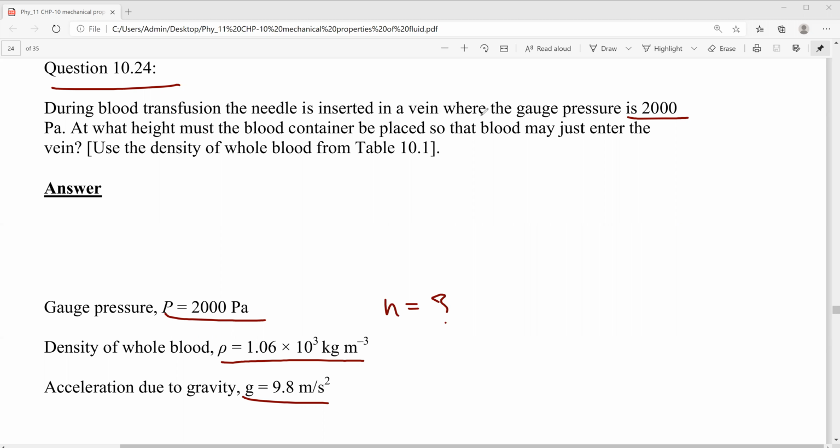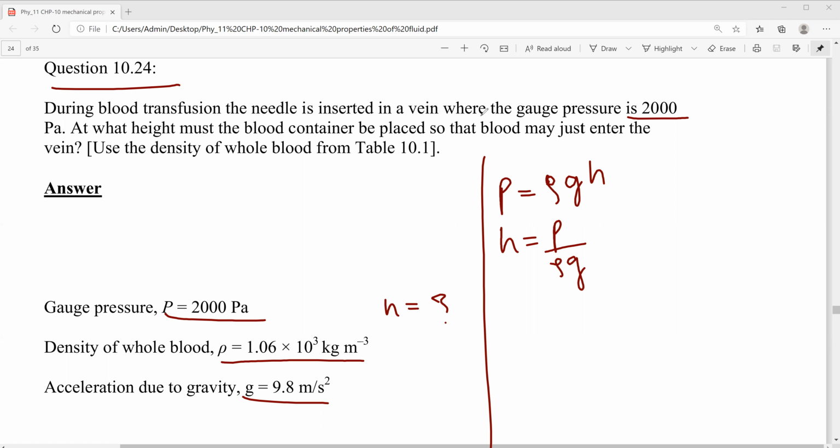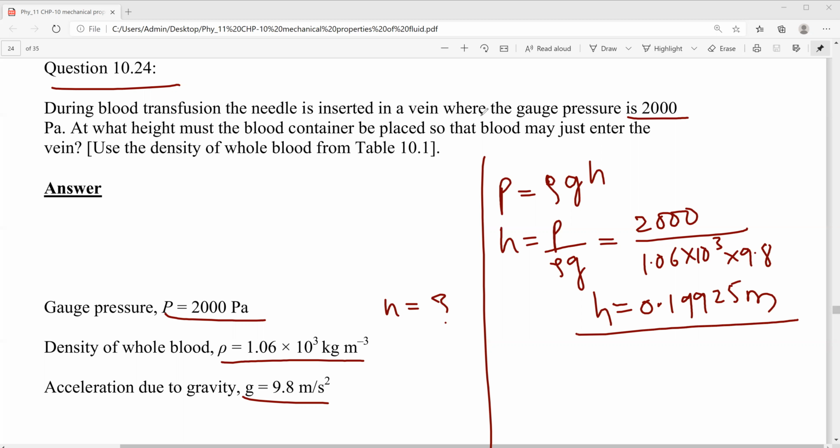We know the pressure of the blood container is given by the formula P is equal to rho G H, and we need to calculate the H value. Therefore, H is equal to P divided by rho into G. Here the pressure they have given is 2000, divided by density 1.06 into 10 to the power of 3, into G value 9.8. If you simplify this, we are getting 0.1925 meter. That is the value of height we got.